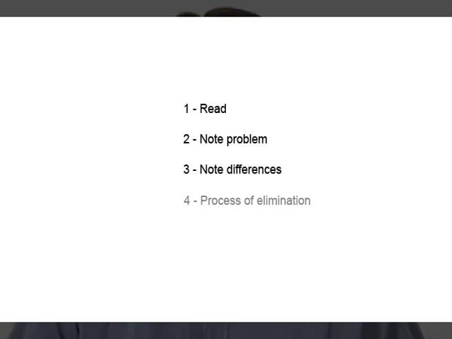Okay, let's take a look at your plan of attack. How do you attack one of these kinds of questions? You've got 15 questions, and you have 5 different essays that you're going to need to attack. So number 1, read. Number 2, note the problem. Number 3, note the differences between the answer choices. Number 4, use your process of elimination. And that leads to number 5, which is select. So let's take a little bit closer look at these.